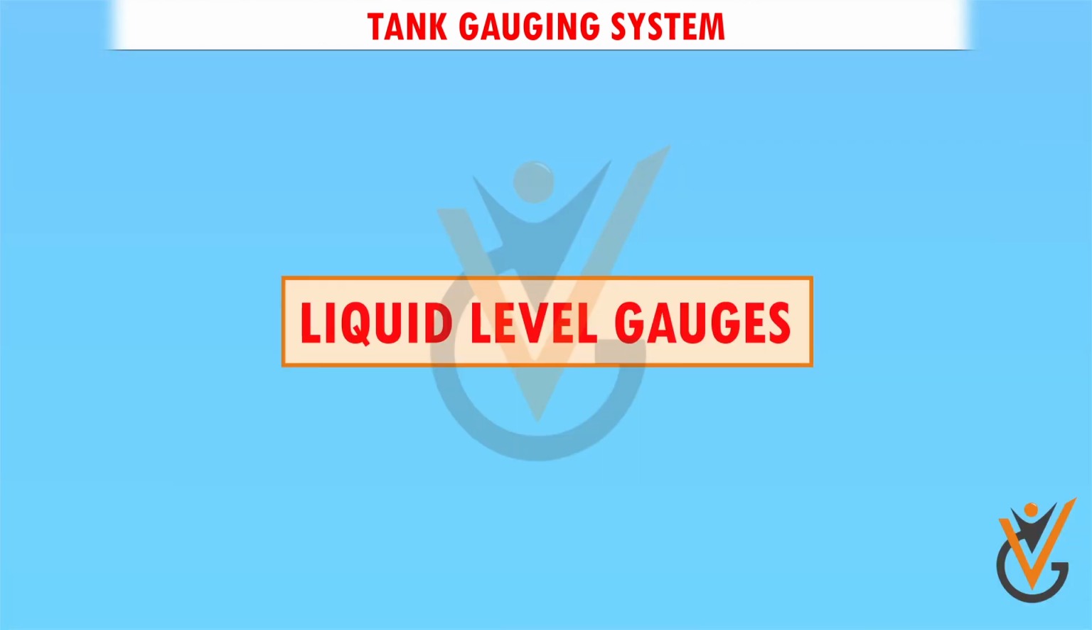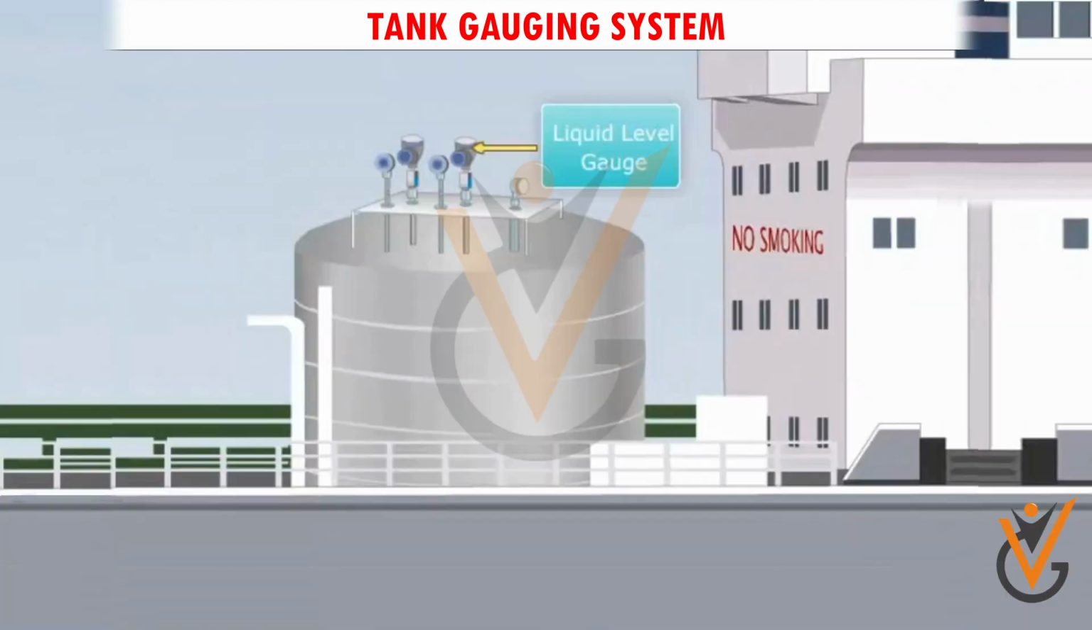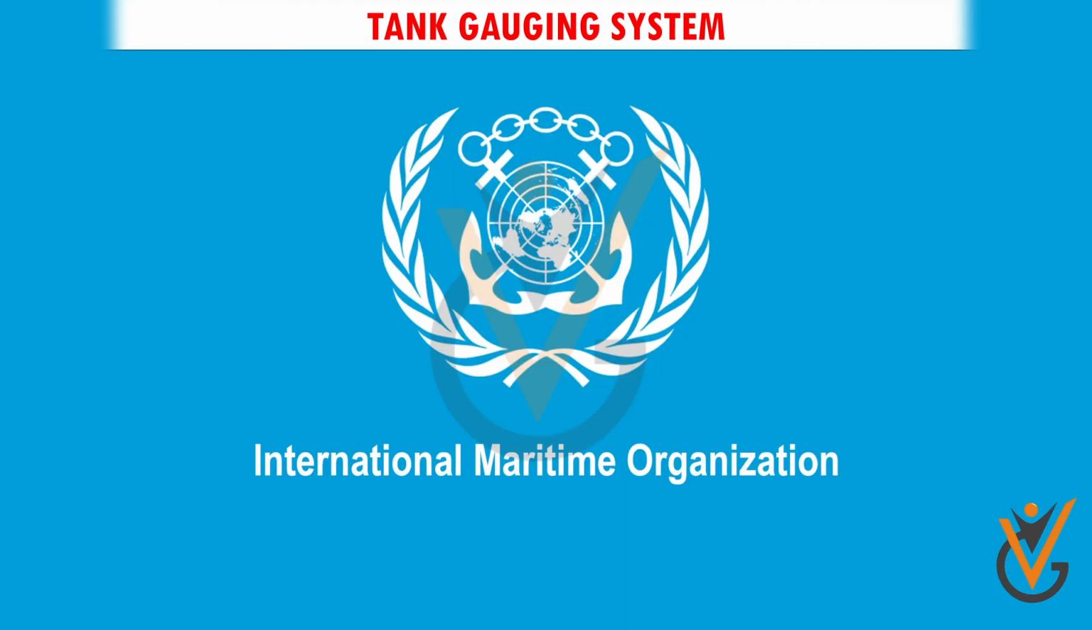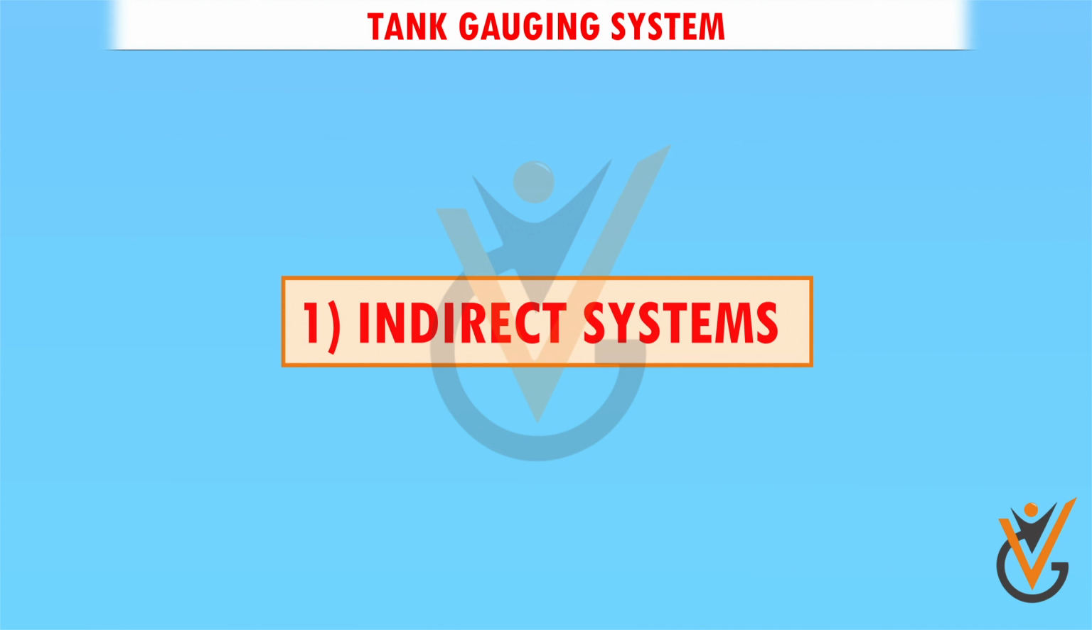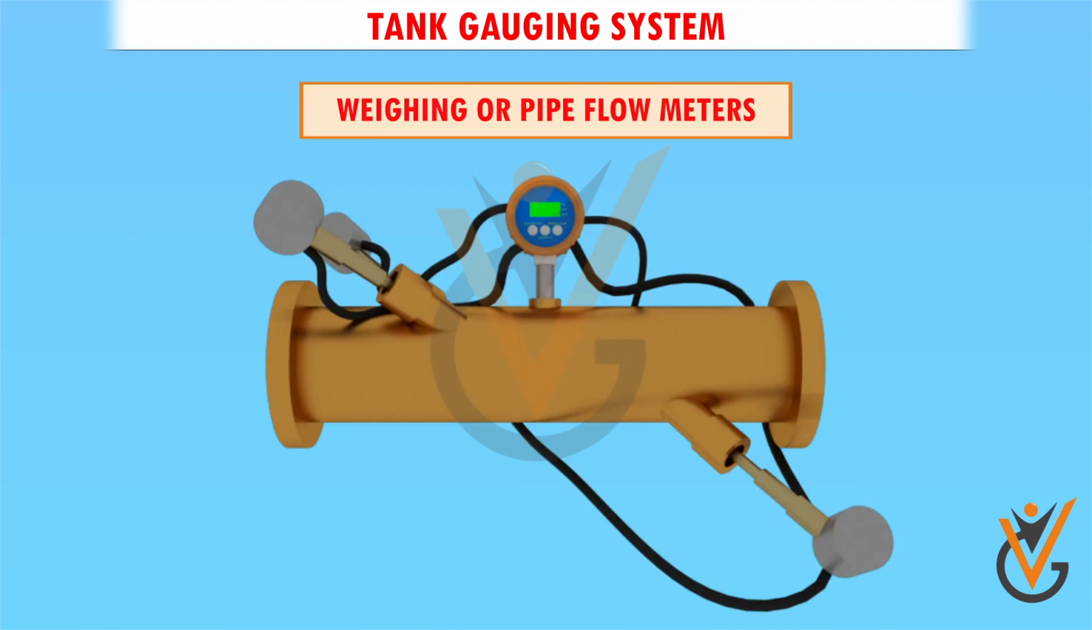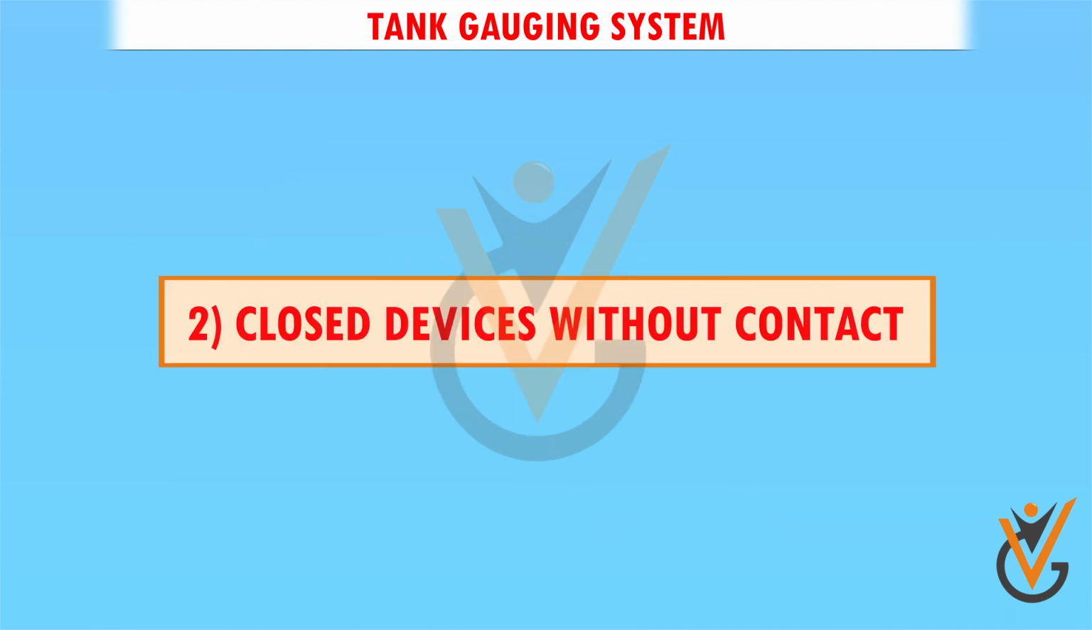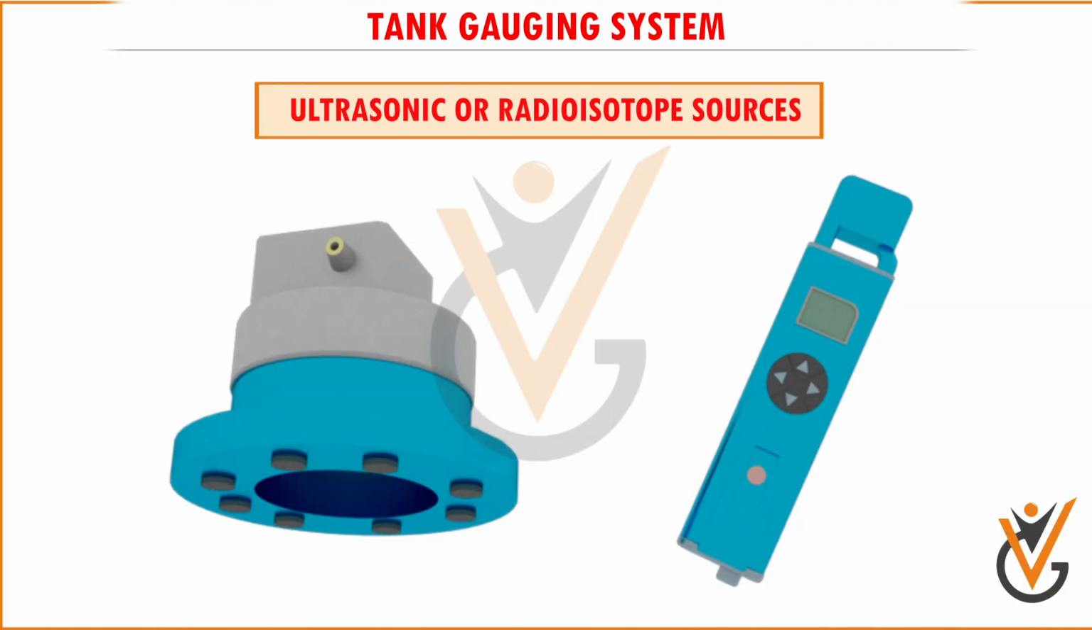In this media you will learn about the liquid-level gauges. Every LNG tank must be fitted with a liquid-level gauge. The classification of gauges as per the IMO codes is listed as below. 1. Indirect systems, example weighing or pipe flow meters. 2. Closed devices without contact. Example ultrasonic or radioisotope sources.